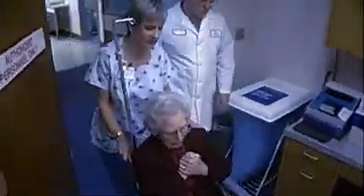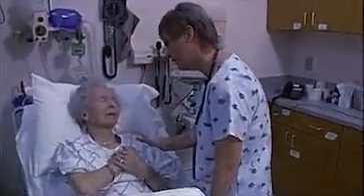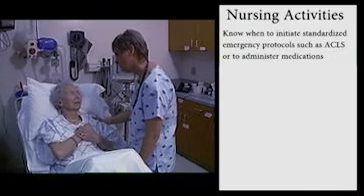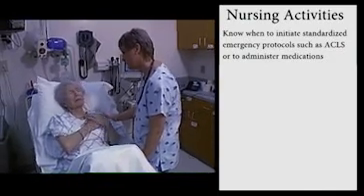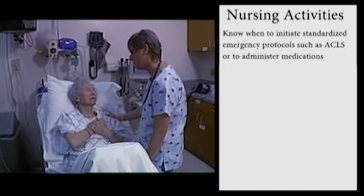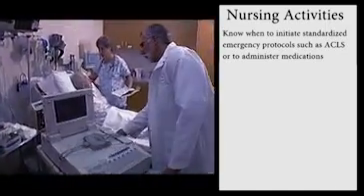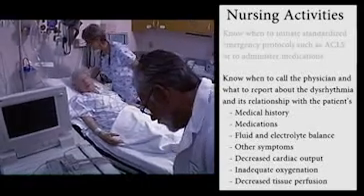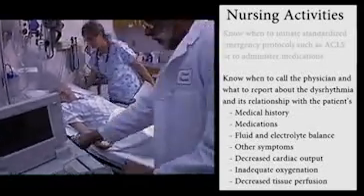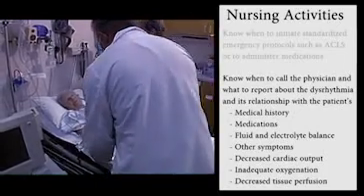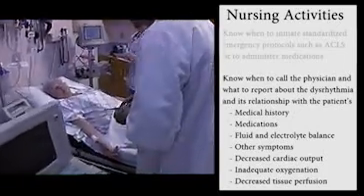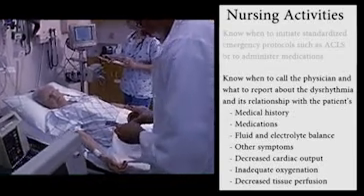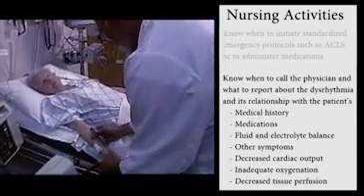Understanding and becoming competent in recognizing dysrhythmias is only one of the many important responsibilities the nurse has in caring for a patient with a cardiac dysrhythmia. After recognizing the dysrhythmia, the nurse must know when to initiate standardized emergency protocols, such as ACLS, or to administer medications. The nurse must also know when to call the physician and what to report about the dysrhythmia and its relationship with the patient's medical history, medications, fluid and electrolyte balance, and other symptoms, including those signaling decreased cardiac output, inadequate oxygenation, and decreased tissue perfusion.